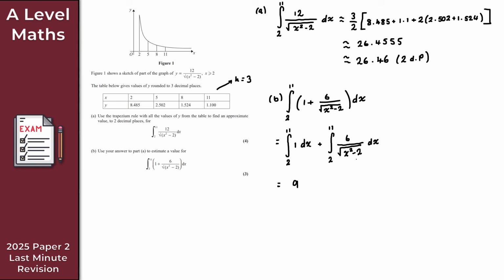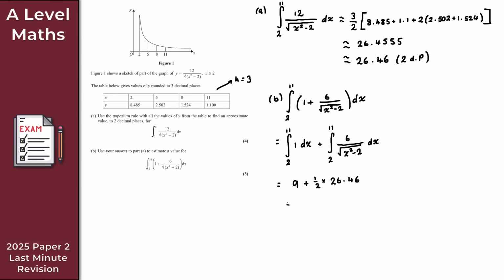Now, this one, what do we do with this? Notice this is very similar to what we had in part A. In fact, it's just a half of what we had in part A. So all I do is take my answer from part A, as part B suggests, use your answer to part A. We want half of that because this integrand is a half of the integrand in part A. I get 9 plus a half times 26.46.